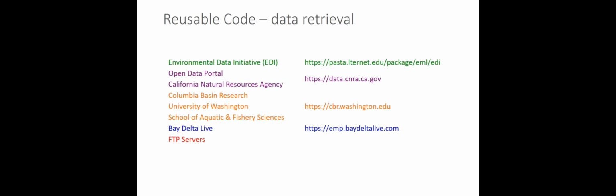One of the benefits of using reproducible reporting principles is having code for tasks that you know will need to be repeated. One of the first tasks is typically retrieving data. The Seasonal Monitoring Report pulls datasets from online repositories, including the Environmental Data Initiative, EDI, the Open Data Portal maintained by California Natural Resources Agency, Columbia Basin Research at the University of Washington School of Aquatic and Fishery Sciences, Bay Delta Live, and FTP servers.